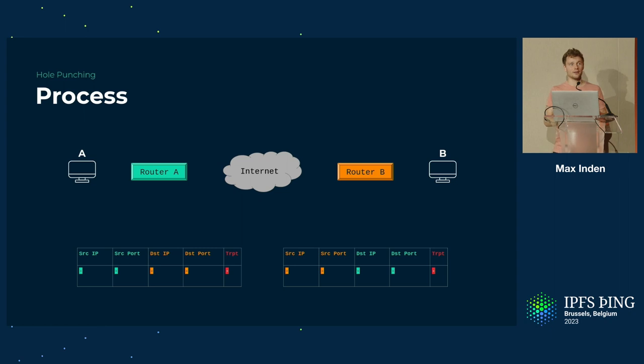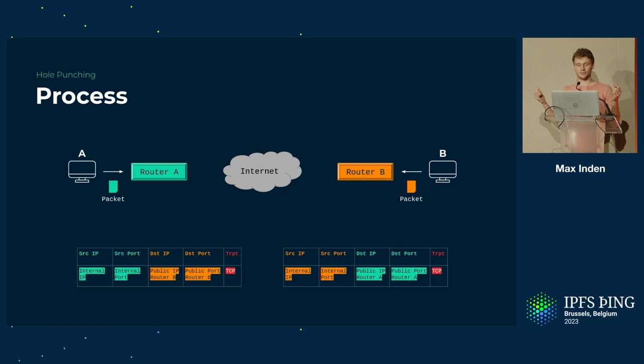So let's say we have some mechanism. We'll go into what that mechanism is. But let's say we have some mechanism that will have A and B start a process at the same time, right? So let's say A and B both send a packet at the same time. That packet traverses their routers. That adds entries to their tables. And those packets somehow meet in the middle, go the other way, end up at the other person's router, and ta-da, you have entries in each of these tables, and the routers will let the packets go through, right?